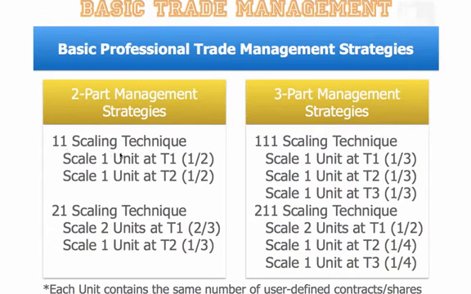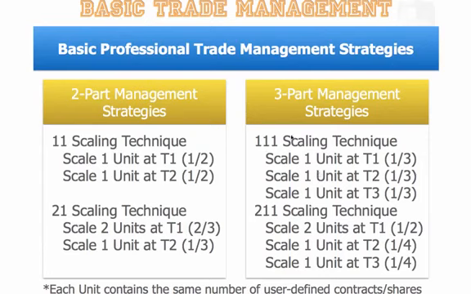And these units can contain as many shares or contracts as you want per unit. So basically what you're doing is you're scaling out of half your trade on the first unit and scaling out of half your trade on the second unit. Now half your trade, or each unit, can be however many contracts or shares you want. So that's what makes this technique so great. That's what makes all these techniques great, because I can use it, you can use it, and some of the biggest fish traders out there can use it as well. The 21 scaling technique is the same thing. You scale 2 units on the first and 1 unit on the back end.